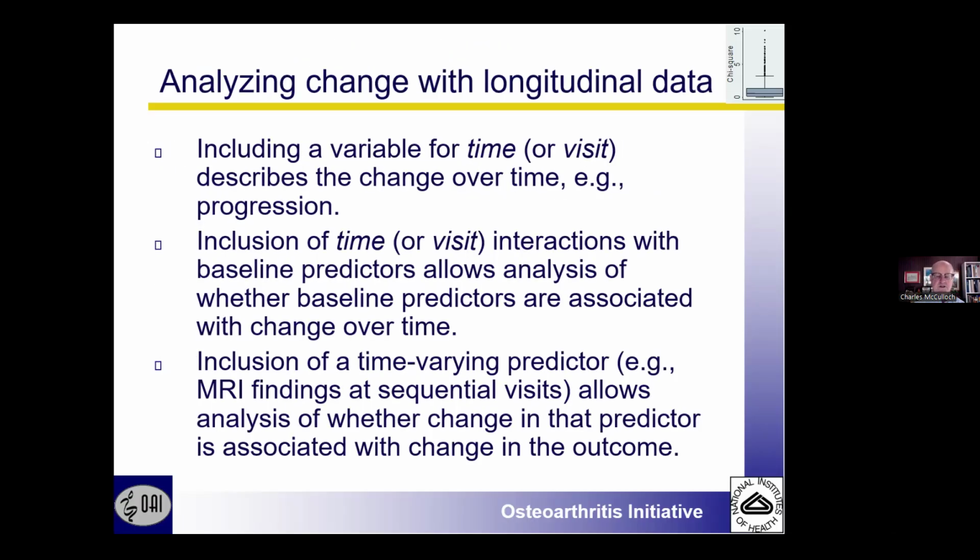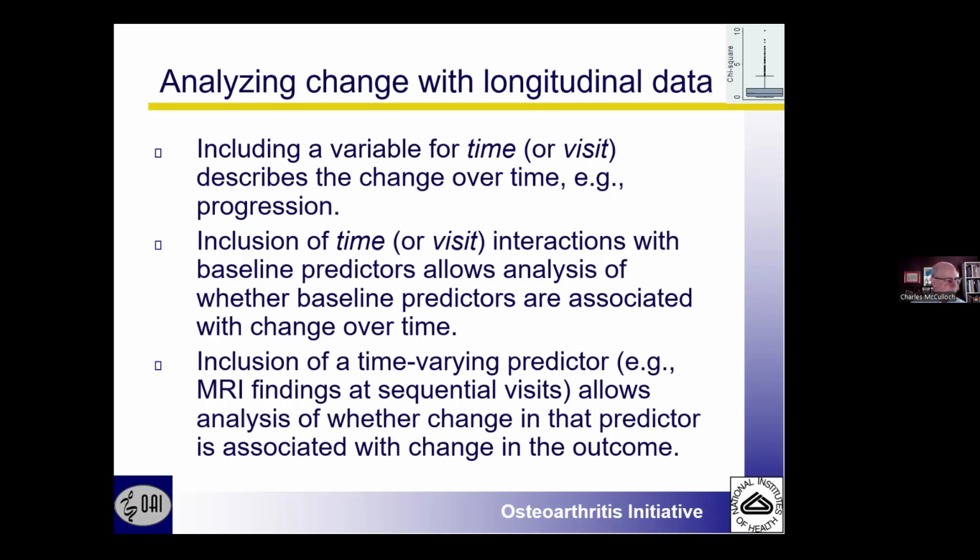There are a couple of additional considerations to think about when you're analyzing longitudinal data. Namely, you have to include a time variable in your analysis because that's what captures the changes over time. Inclusion of a time or visit interactions with baseline predictors will allow you to say whether or not baseline predictors are associated with change over time. So remember what interactions do. Interactions say, is the effect the same or different depending on another variable? So if we're interested in whether change over time is different, our time variable, like visit, is capturing change over time. And if we want to know if that differs by some baseline characteristic, we need to include an interaction term.